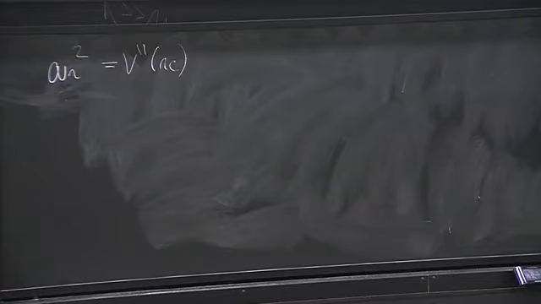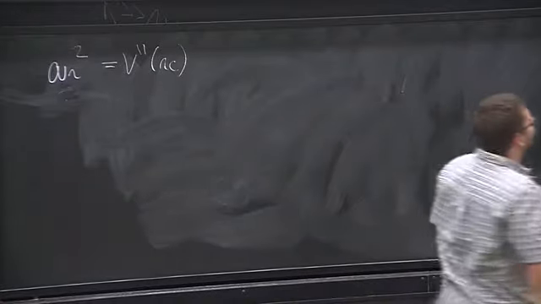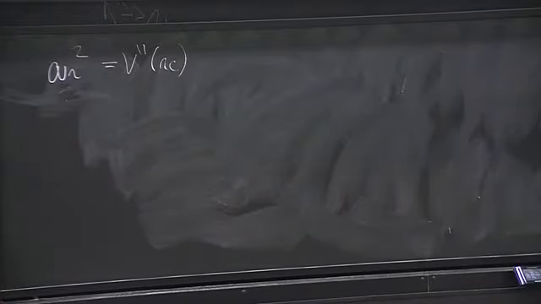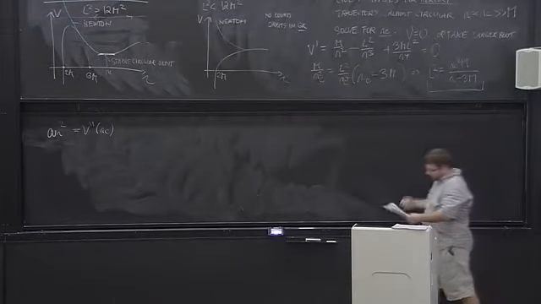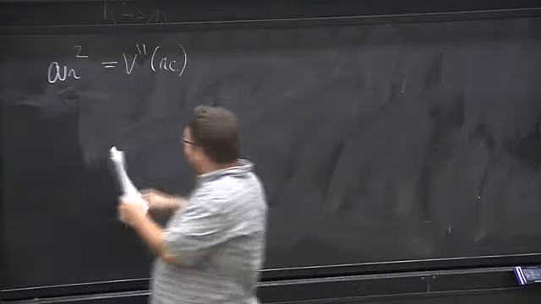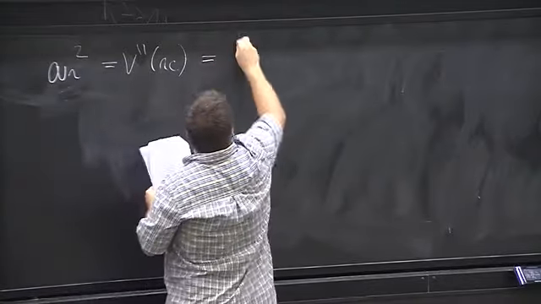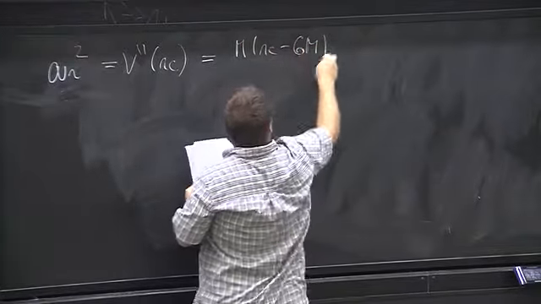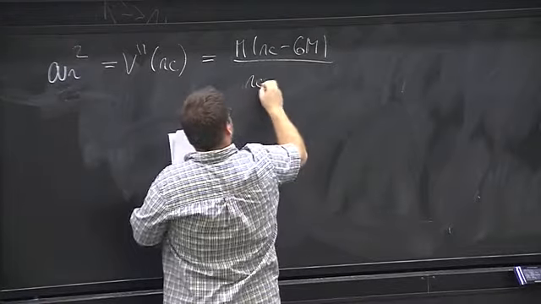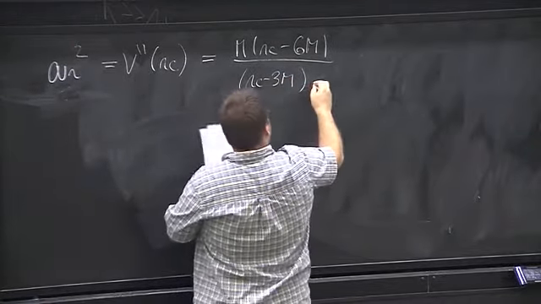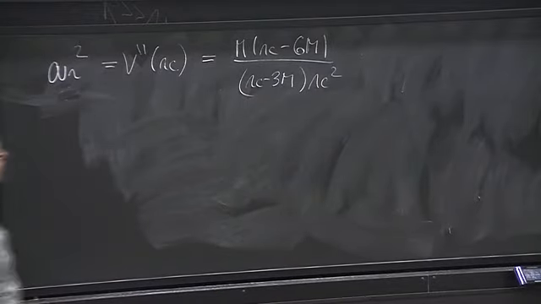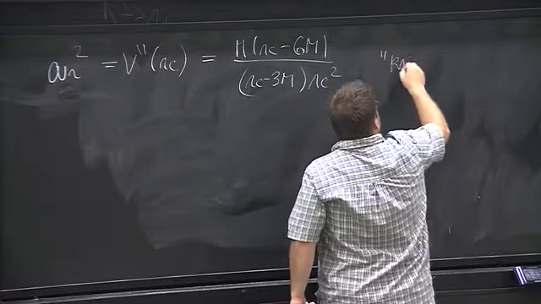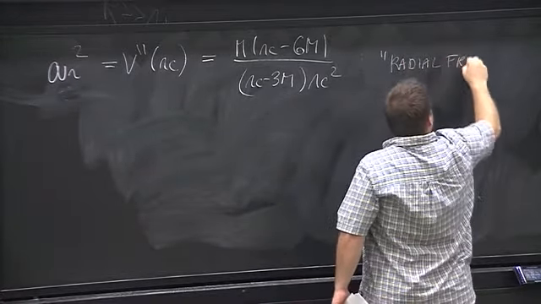I'm not going to differentiate this again, but you could of course do it. Differentiate this V prime once more, and then the result will depend on L squared, but I can plug in for L squared from here. So I'll just eliminate L squared. And what you find is that this is equal to M times RC minus 6M, divided by RC minus 3M, and then RC squared. So this is the radial frequency.